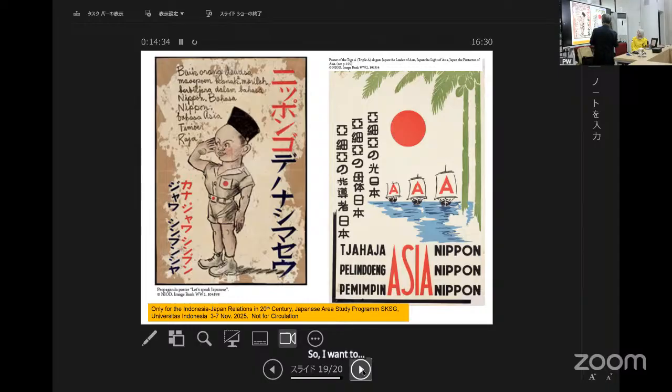So I want to trace and collect such materials to get the image of the period since the early 20th century, and I'm trying to collect other materials, including Godzilla films, sci-fi Godzilla films, and other animations and cartoons, projecting the Japanese perception of the people and culture of Southeast Asian countries. And please, next.